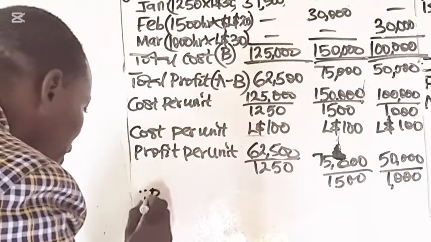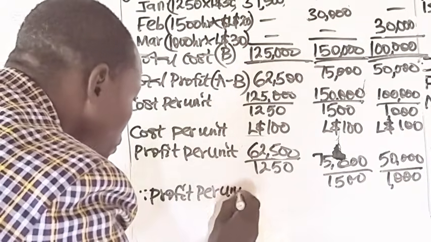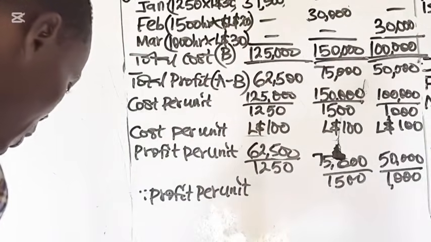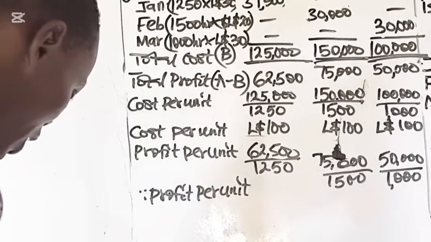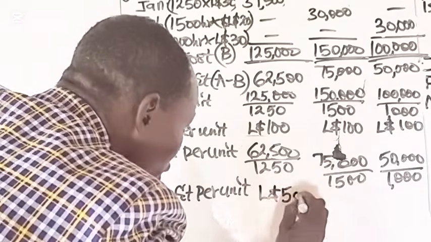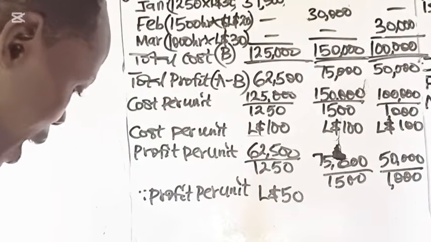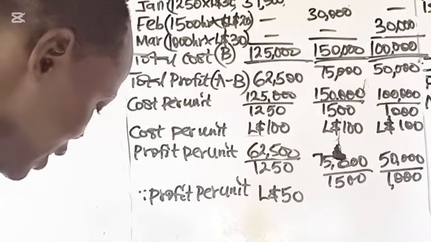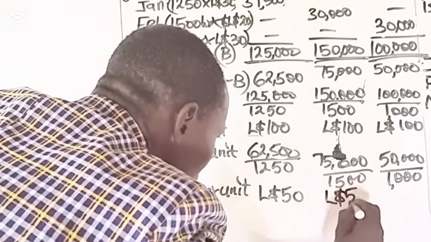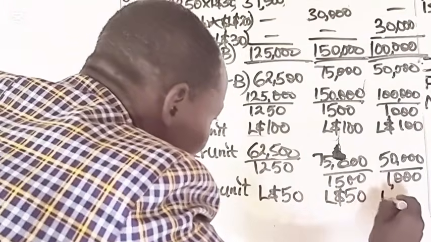Therefore, profit per unit: 62,500 divided by 1,250, that gives us 50 Liberian dollar. 75,000 divided by 1,500, that gives us 50 Liberian dollar. 50,000 divided by 1,000, that gives us 50 Liberian dollar.